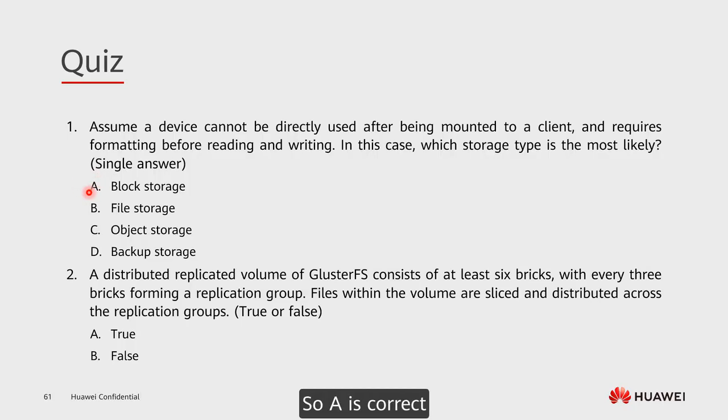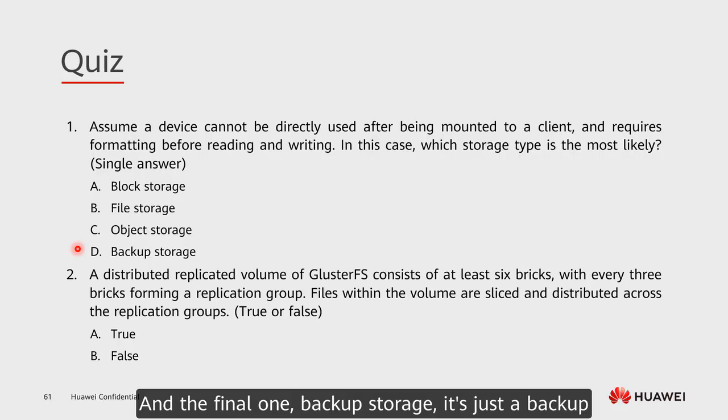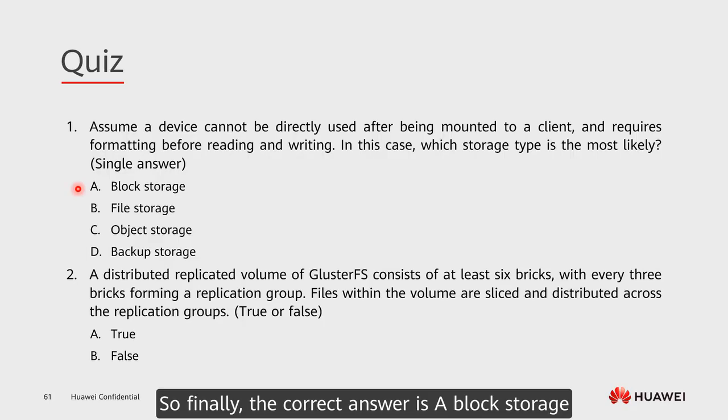So A is correct. About B, in the case of file storage, we are sharing the directory, and the corresponding files in the directory can be directly viewed, so option B is not correct. For object storage, it's a URL link, so it does not need to be formatted. And the final one, backup storage, is just a backup. So finally, the correct answer is A, block storage.